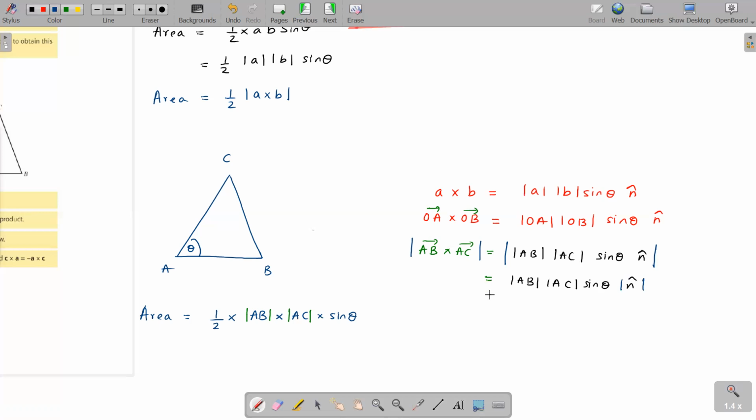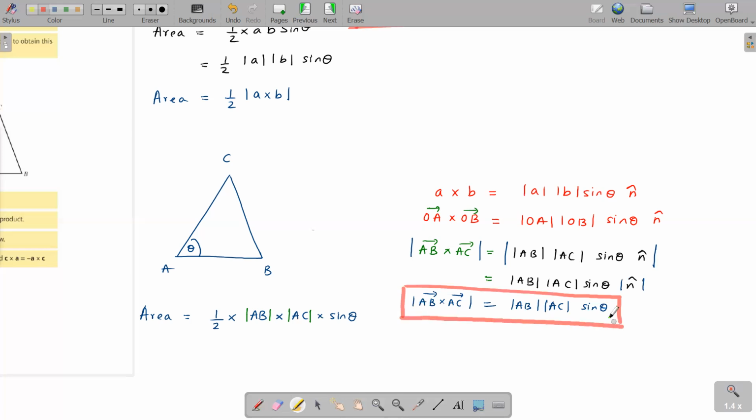So what happens here? I get modulus AB, modulus AC, sine theta. And who is this equal to? This is equal to the modulus of AB cross AC. Are you with me? So this is again another important derivation. Modulus of AB cross AC is modulus AB, modulus AC sine theta.